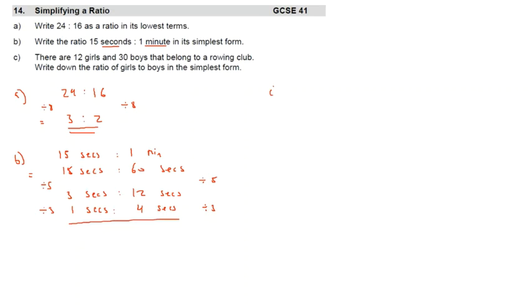And then question C, 12 girls and 30 boys in a rowing club. Write the ratio of girls to boys in the simplest form. Okay, well, there's 12 to 30, girls to boys. They're both in the 6 times table, I think. They are. Divide them both by 6. 2 times 6 is 12. 5 times 6 is 30. And this ratio is dead because nothing goes into 2 and 5 at the same time apart from 1, and 1 is useless. So with that, we're done.